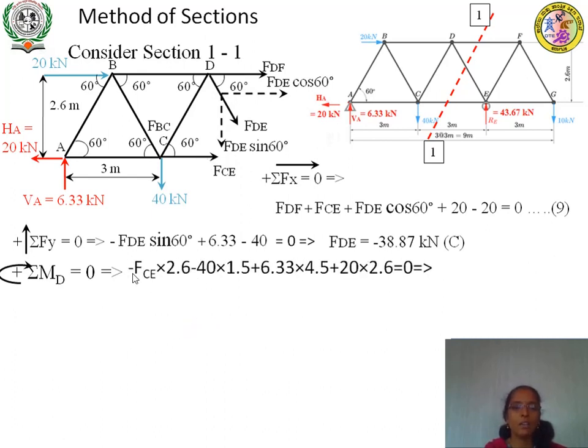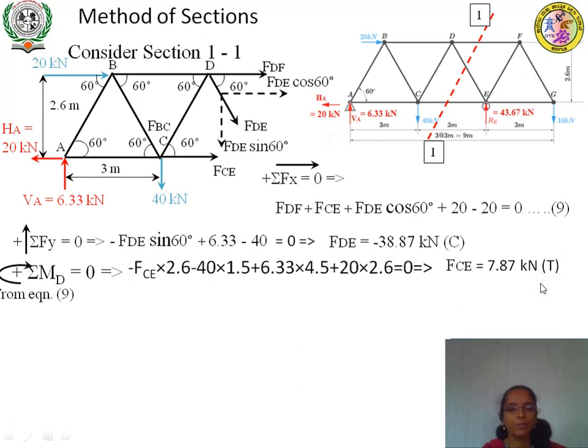So FCE, this is inducing anti-clockwise moment about D, therefore minus FCE into height 2.6, and then this again inducing anti-clockwise, so 40 into this distance 1.5. Then plus 6.33 clockwise, 6.33 into 4.5, and the moment of this 20 about D is 0. Next we are left with this 20, inducing clockwise moment, so 20 into 2.6, that is equal to 0, from which you can obtain FCE as 7.87 kilonewton.